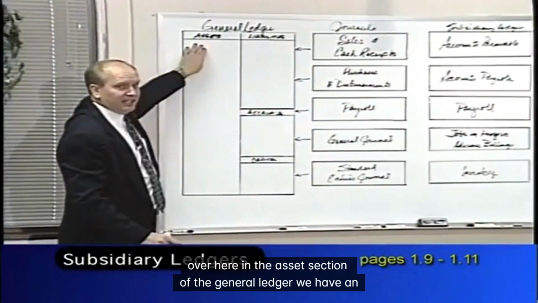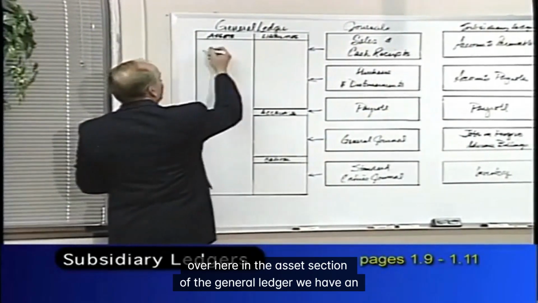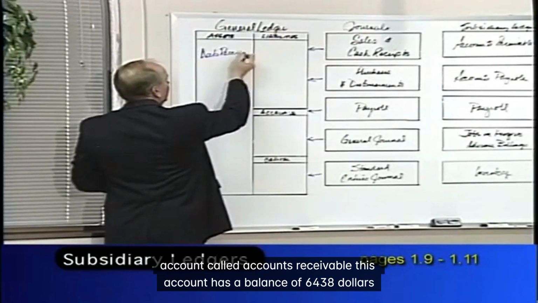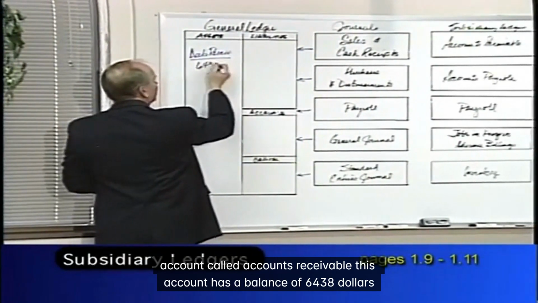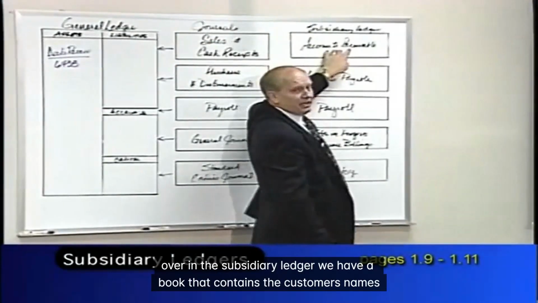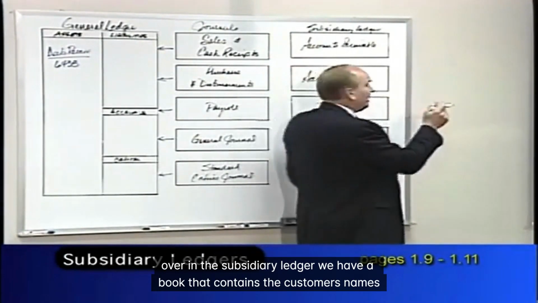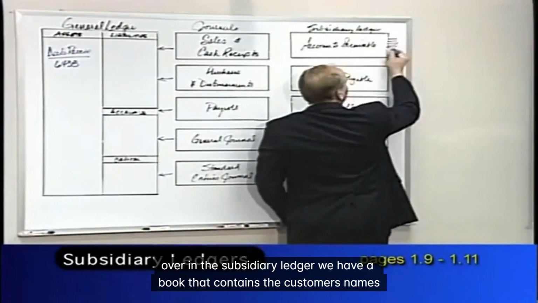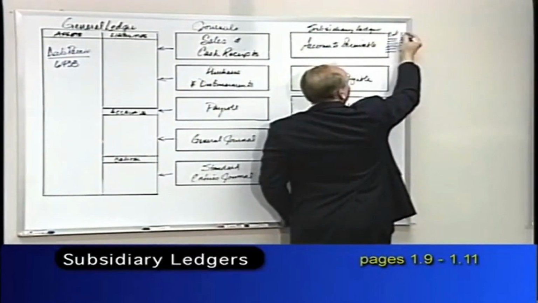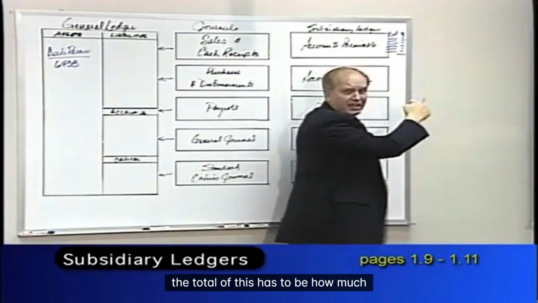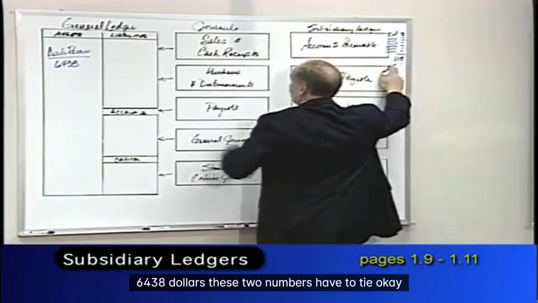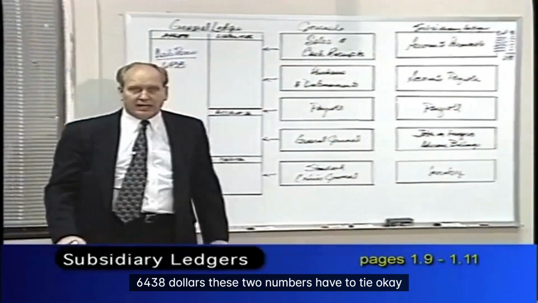Over here in the assets section of the general ledger, we have an account called accounts receivable. This account has a balance of $6,438. Over in the subsidiary ledger, we have a book that contains the customers' names, and it contains a balance for each of these customers. The total of this has to be how much? $6,438. These two numbers have to tie, okay?